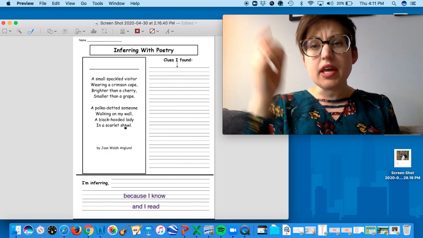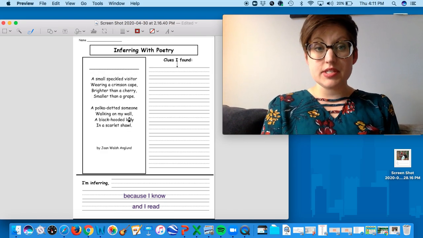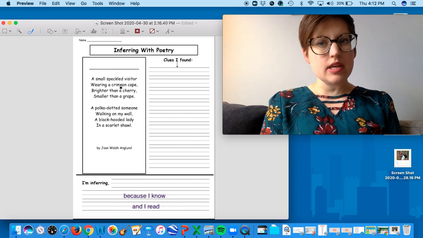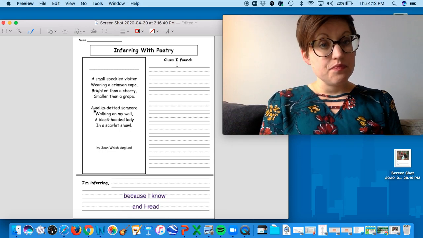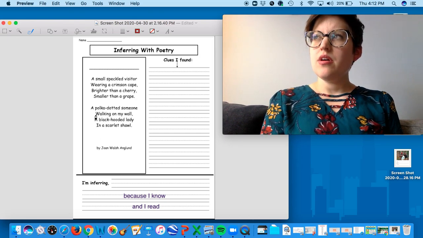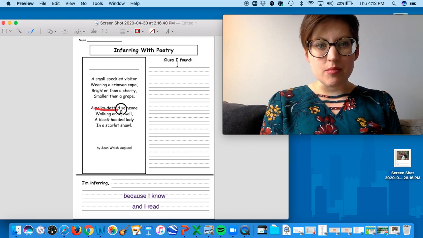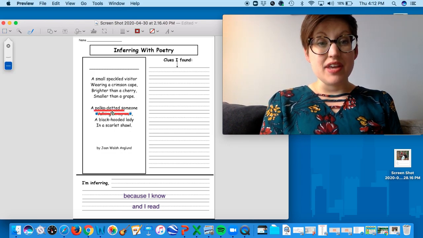So now as I read it again, I'm going to start to pull out some pieces of evidence or clues that I can write down over on this side. So it says, a small speckled visitor wearing a crimson cape, that means a red cape, brighter than a cherry, smaller than a grape. A polka-dotted someone walking on my wall. Oh, I'm starting to get what this might be about. I'm going to underline polka dotted because that gave me a really big clue about what this might be about. And then I'm going to underline walking on my wall. Now I think I have an idea.